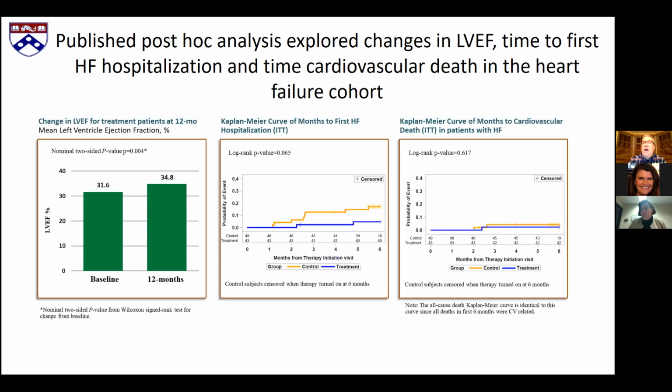And then when we look at time to first heart failure hospitalization, we see that in the treatment arm, they were much less likely to be hospitalized for heart failure. And then we didn't see really any change in mortality, although we weren't powered for that. But thank goodness we didn't even see any trend in that direction.